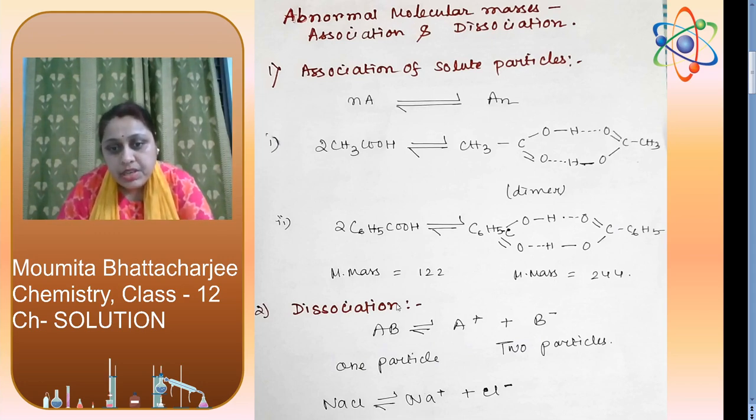Now what about dissociation? In case of dissociation, one compound will dissociate to form two ions. Here you can see AB will dissociate to form A plus and B minus. So from one particle we are getting two particles. So we can say during association the number of molecules is decreasing. In case of dissociation, the number of molecules is increasing. Here I have taken the example of sodium chloride. Sodium chloride will dissociate to form sodium plus and chloride minus.